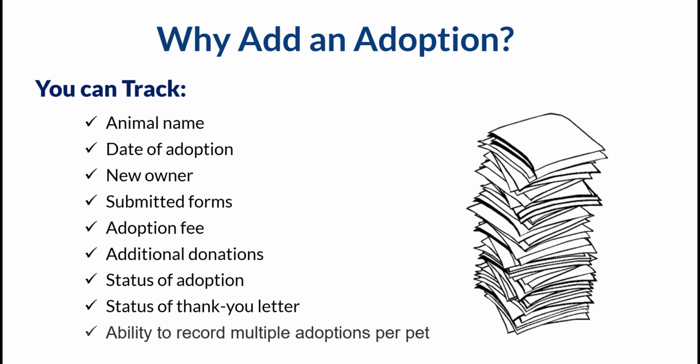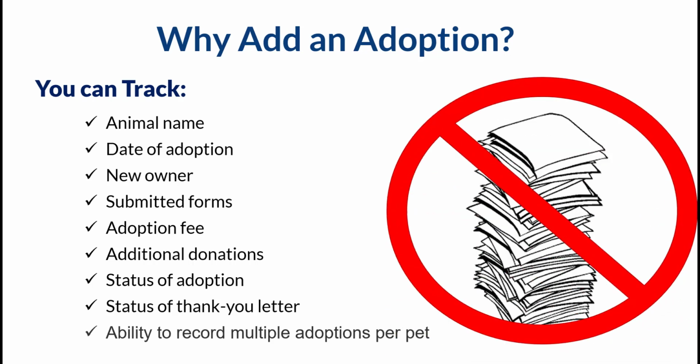We in the rescue community know some of our adopted animals are returned to us. The adoptions feature allows you to always have a complete history of each adoption that occurred for each animal. Think of it. No more keeping stacks of paper and notes in a notebook. Tracking an adoption is easy. Here's how.